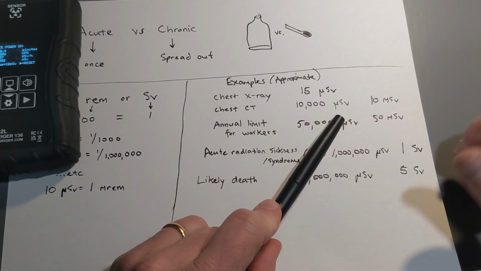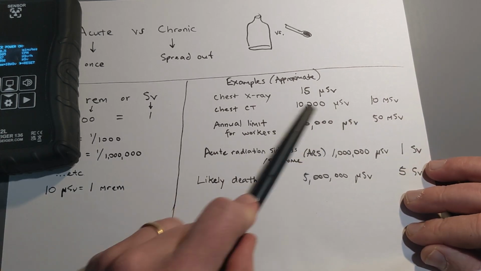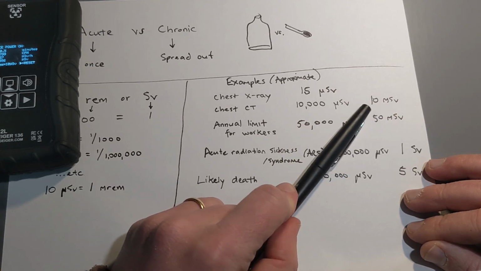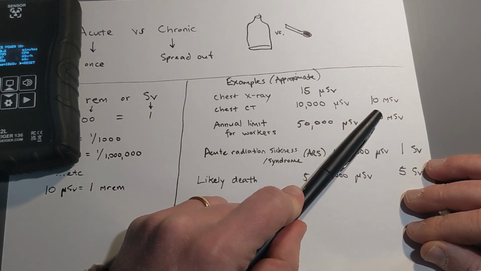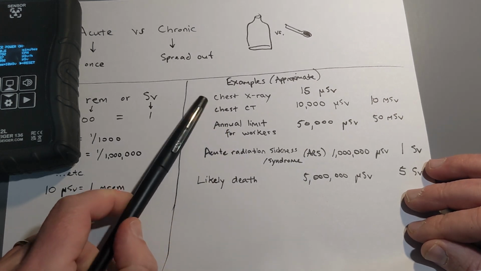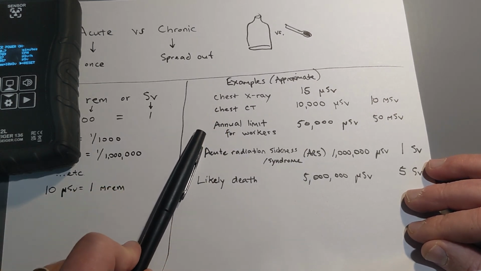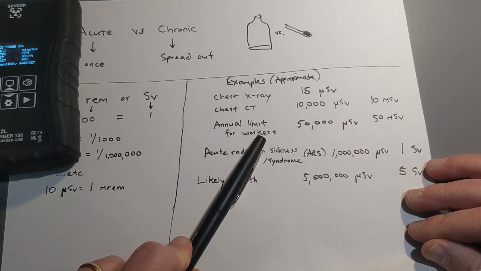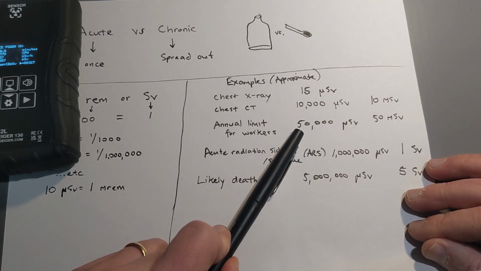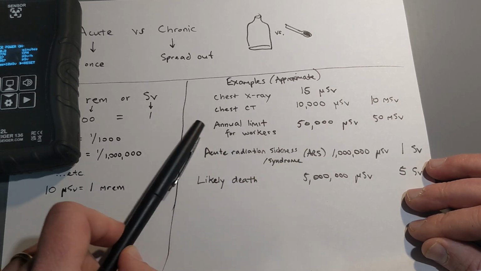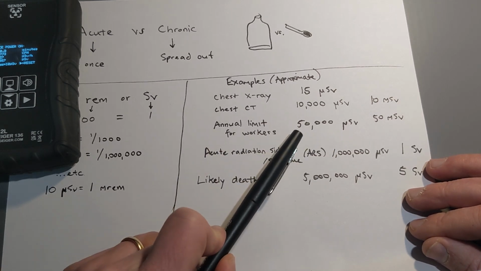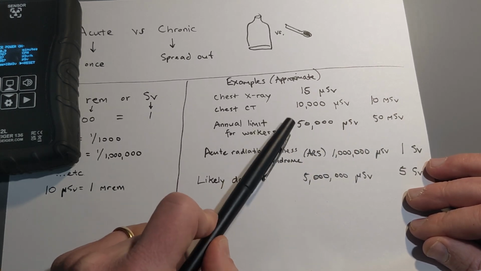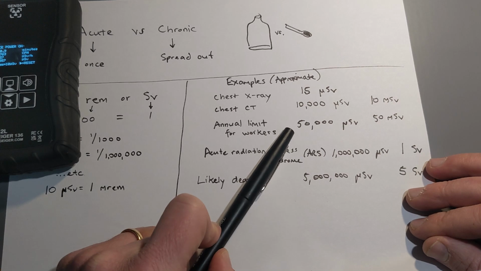And then you'll get about 10,000 microsieverts, roughly. This is very, very rough numbers. That would also be equivalent to 10 millisieverts. And people have different susceptibilities, I'll get to that in a second. But an annual limit for workers is 50,000 microsieverts. There's a little more to that, but that's kind of an annual limit, which would be 50 millisieverts. So that's just to give you a rough idea of where this falls into those guidelines.